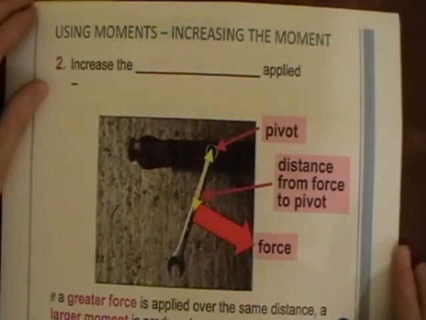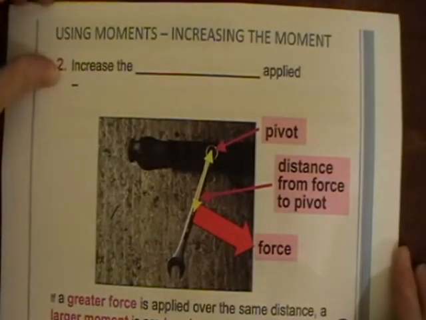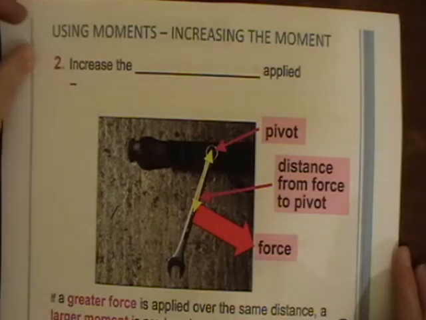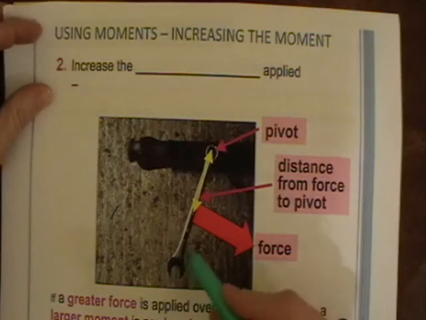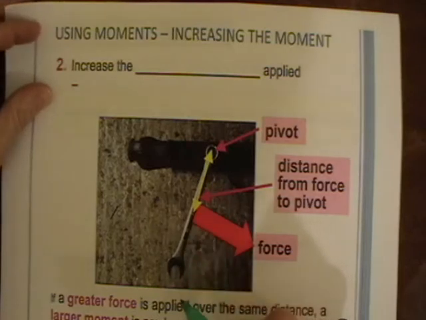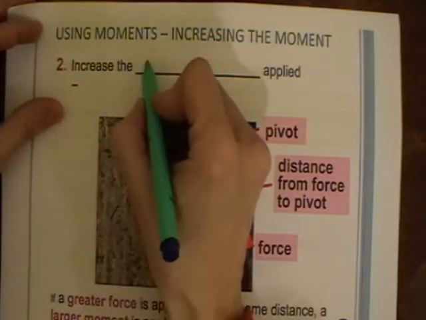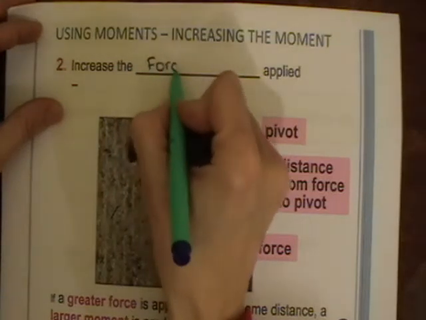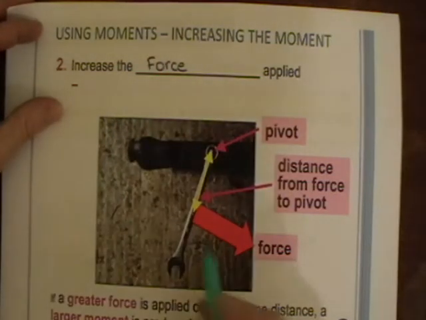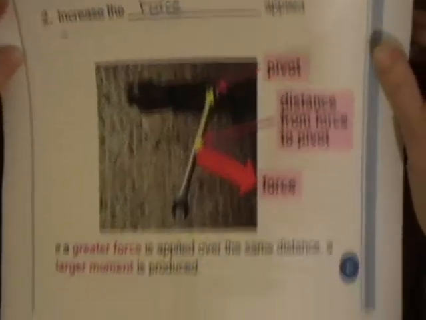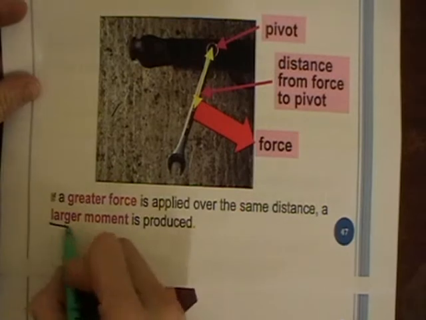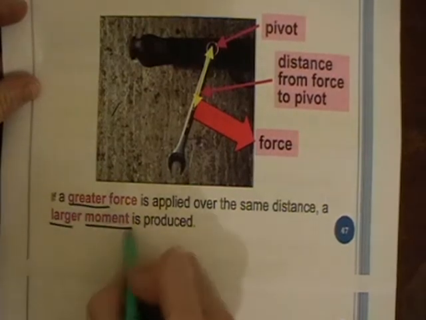Okay, so using moments, to increase the moment, the second way we can do this is, instead of moving a longer distance away from the pivot, you may not be able to do that, it depends on what you're using. The second option that you have is to increase the force applied. If you use a larger force here, the same distance from the pivot, then you're going to produce a larger moment.